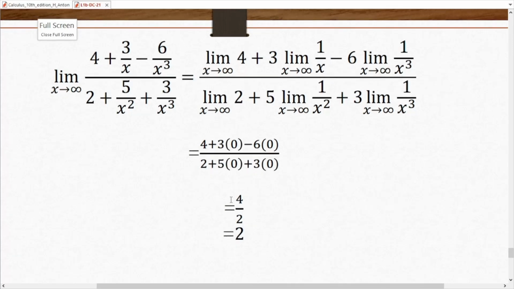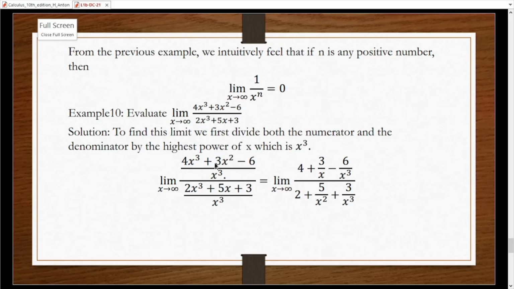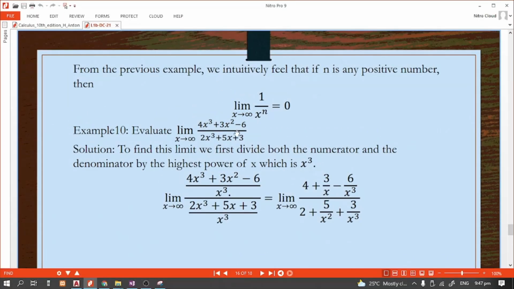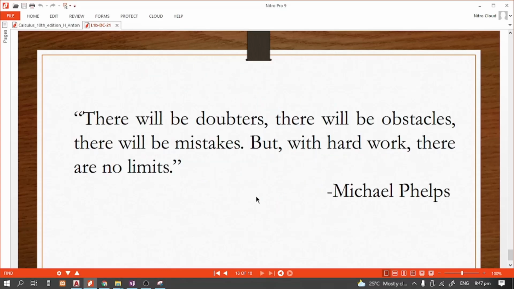Ang shortcut dito is lahat nung expression na, yung highest degree natin is 3. Lahat ng terms na may less than 3 yung degrees ng x ay mazi-zero. Yun lang yung shortcut doon. Kaya ang natira is si 4 and 2. So, 4 divided by 2 is 2.